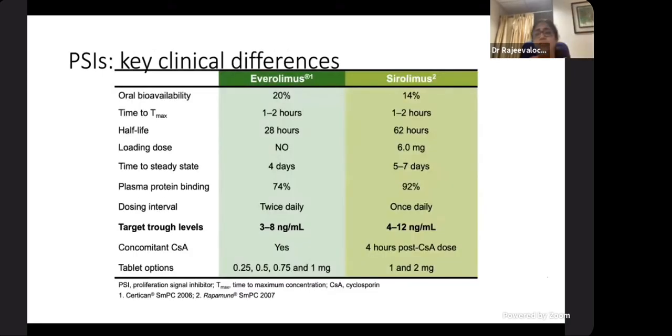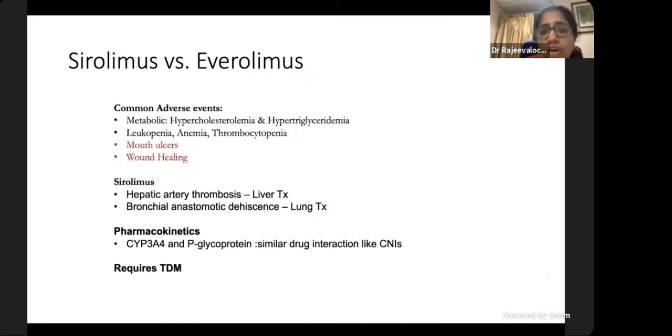So what is the difference between everolimus and sirolimus? The oral bioavailability is slightly higher. We generally target levels between 8 to 12 nanograms per ml. We can give concomitant CNIs when we give everolimus, and we have a variety of tablet dosages available. Now, common side effects are hypercholesterolemia and hypertriglyceridemia.